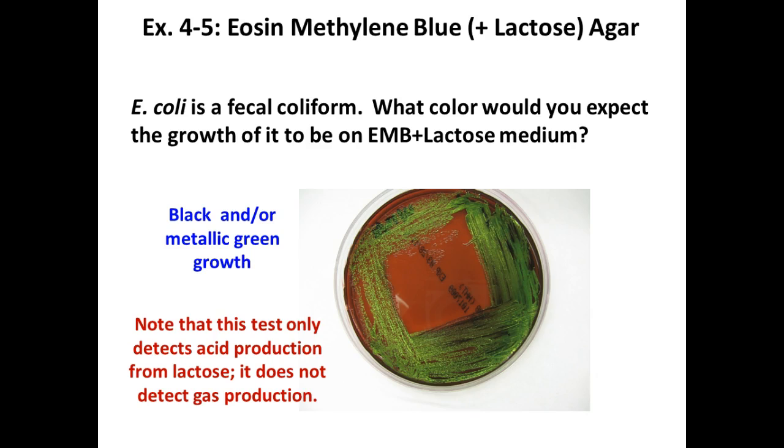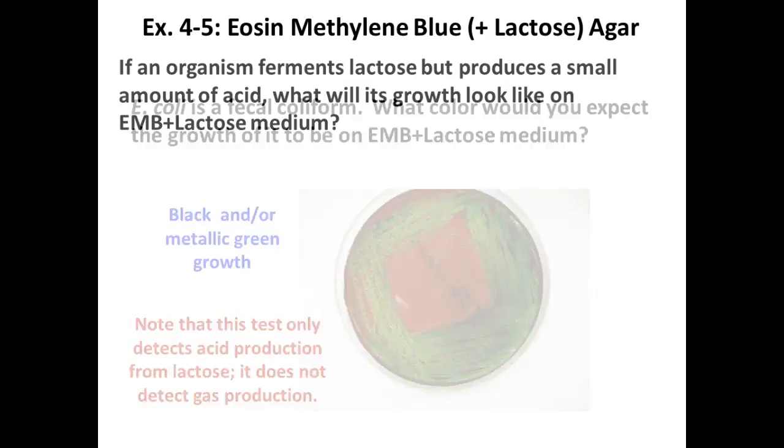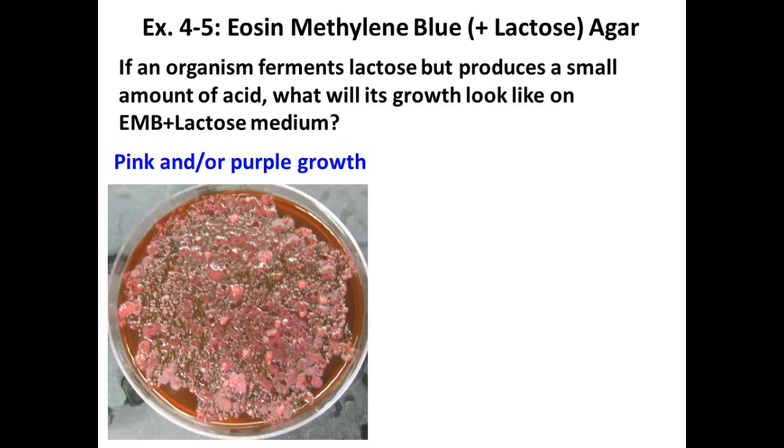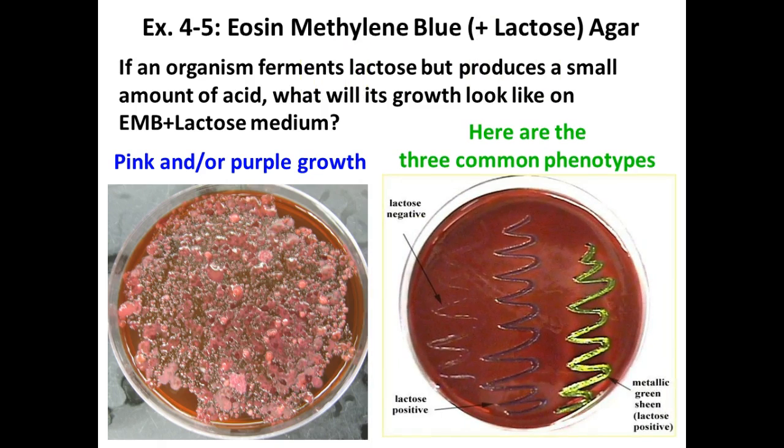So again, it's not detecting the gas, but just the acid. And it's the interaction with those dyes, the eosin and the methylene blue, that gives it this pretty color change. If it produces a small amount of acid, the color change isn't quite as dramatic or as beautiful as that one. You're going to see pink or purple growth, right? So you'll notice the other two swabs on there are kind of pinkish and purplish. They're fermenters, but not to a great degree.